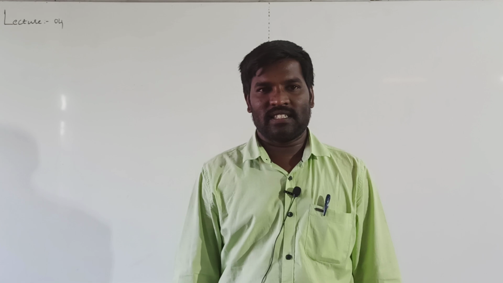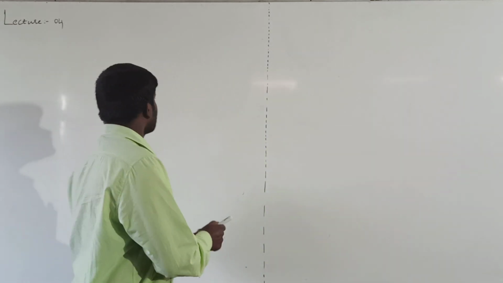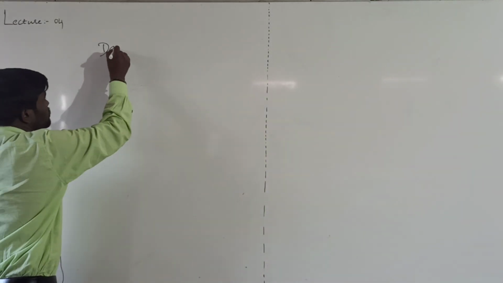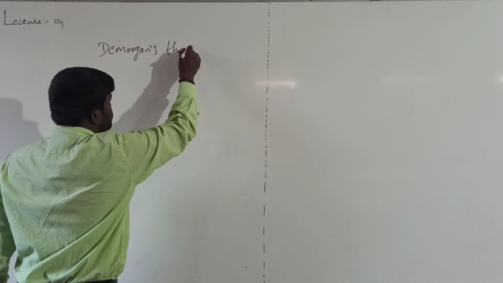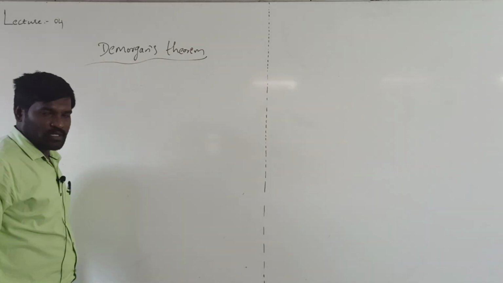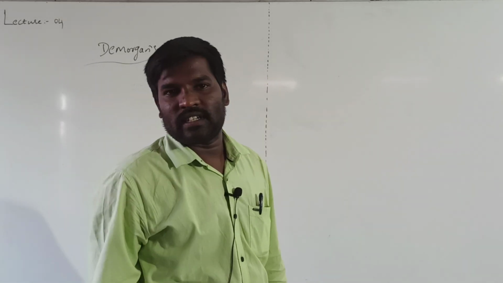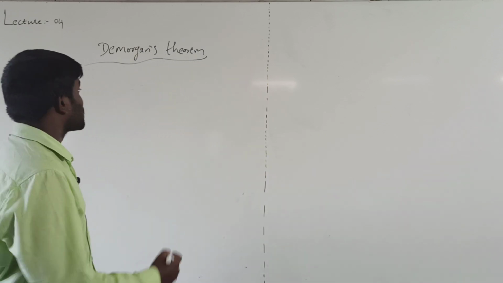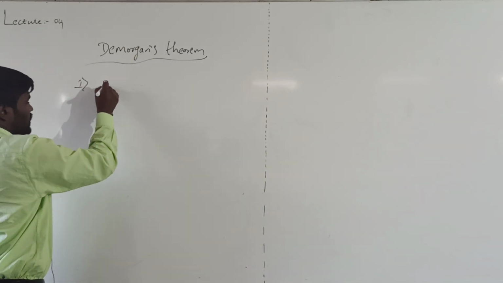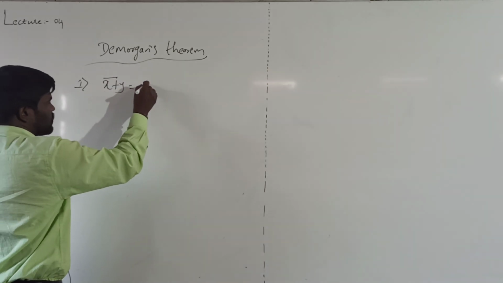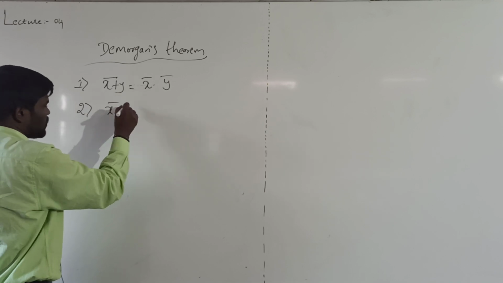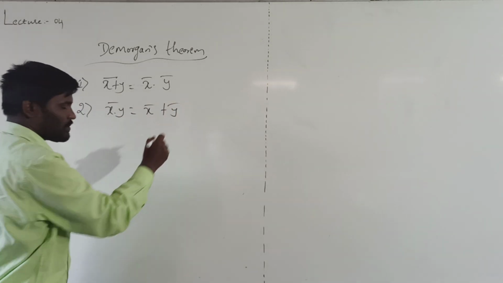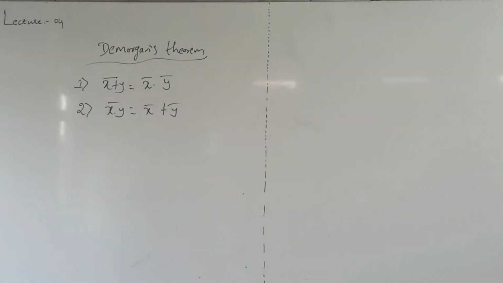So today we will discuss De Morgan's theorem. In De Morgan's theorem there are two theorems. The first one is (x plus y) whole bar is equal to x bar into y bar. The second one is (x into y) whole bar is equal to x bar plus y bar. Okay, so these two are De Morgan's theorems.